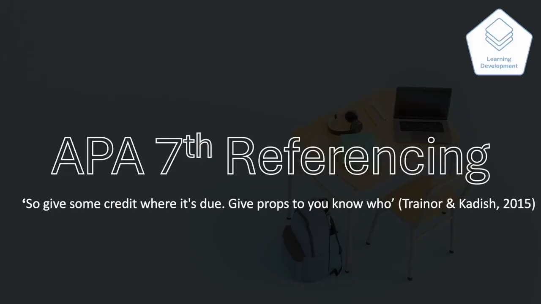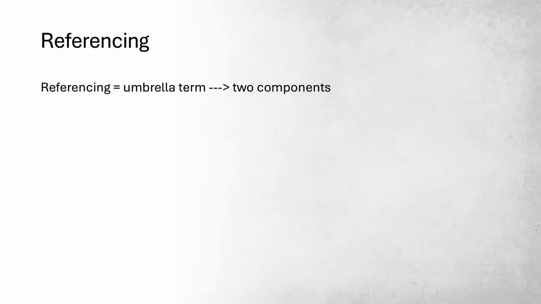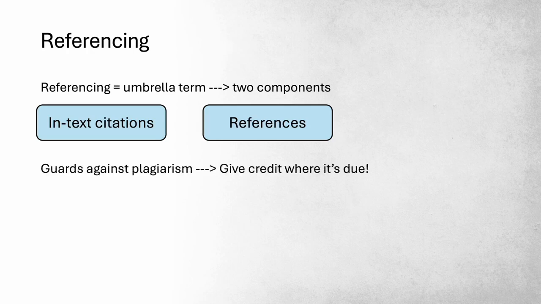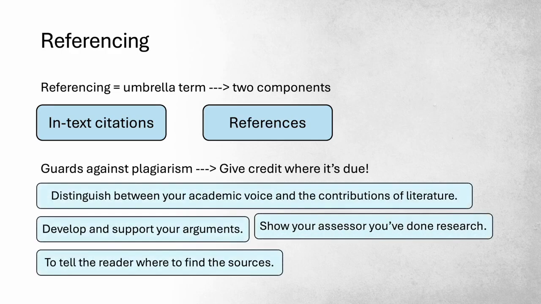APA 7th Referencing. Referencing is an umbrella term and there are two components: in-text citations and references. It helps to guard against plagiarism by giving authors credit where credit is due. It helps to distinguish between your academic voice and the contributions of literature. It develops and supports your arguments.